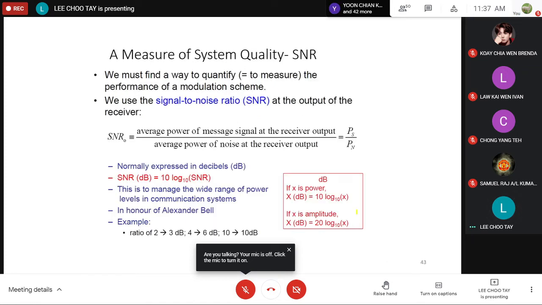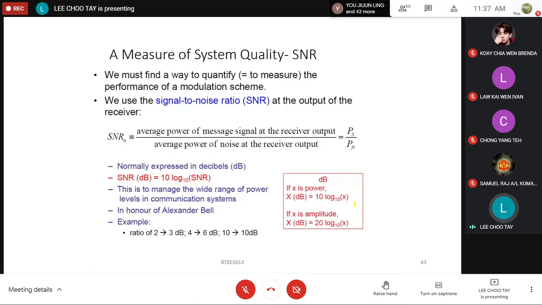Okay, then how do we measure the system quality? For an analog system, we normally use the signal to noise ratio. By definition, we look at the signal to noise ratio at the receiver. Basically, how good a communication is depends a lot on how easily we can recover the message signal at the receiver. Therefore, we need to look at the signal to noise ratio at the receiver. What we are looking at is the average power of the message signal at the receiver output, which is PS, over the average power of noise at the receiver output, which is PN.